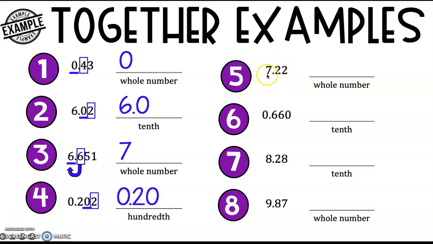Number 5 is 7.22, and I'm rounding to the nearest whole number. So my whole number is in this spot right here, the nearest whole, and I'm going to look next door at this 2. That's a 2, so it's not going to bump it up. It's going to leave it exactly the same, so my whole number is going to stay a 7. All right, number 6, let's take a look.